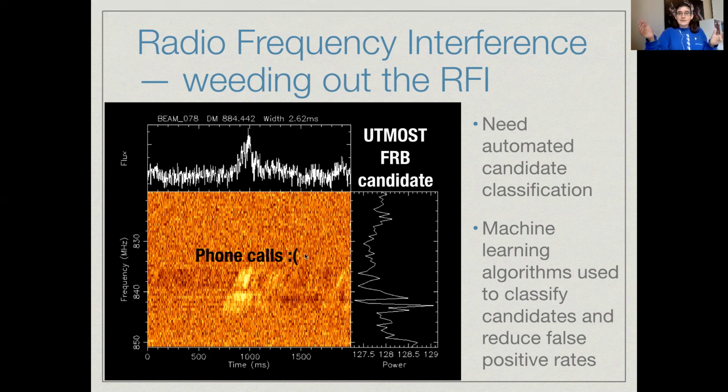And since RFI events can happen thousands of times a day potentially, rather than trying to visually inspect all of those candidates, we need some kind of automated classification system. So we use machine learning algorithms to accomplish this and thereby reduce the false positive rates. This is especially important when an experiment wants to automatically trigger follow-up observations. No one wants to accidentally trigger a follow-up of a phone call.